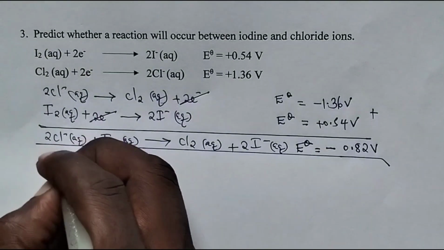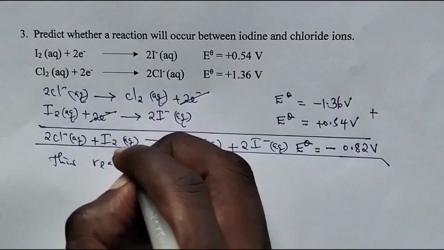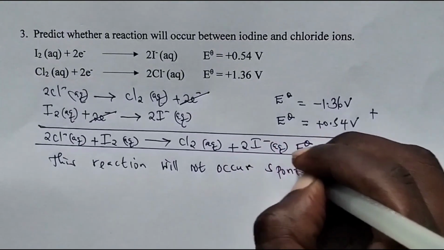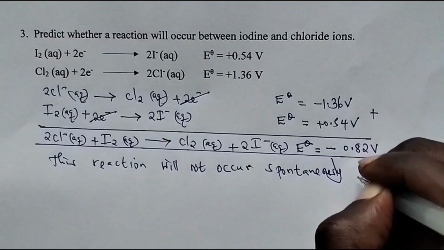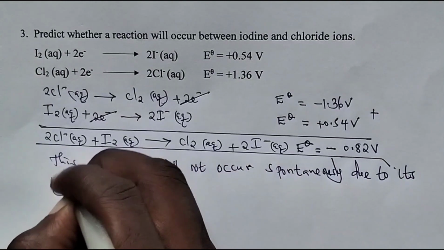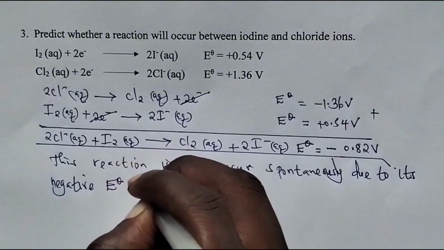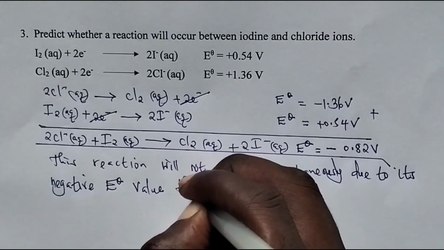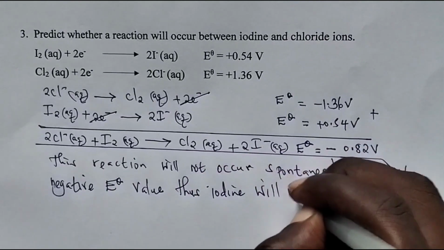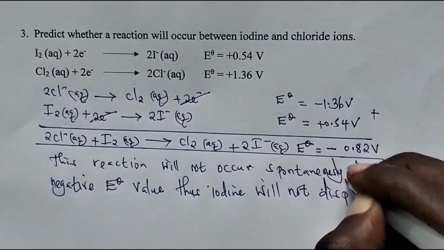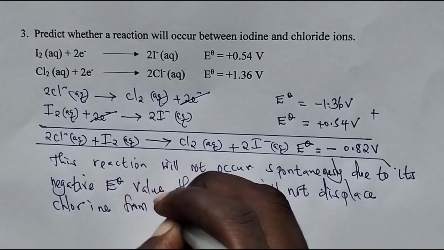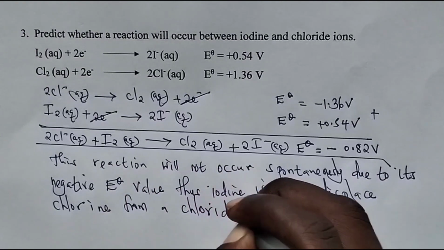So we can say this reaction will not occur spontaneously, due to its negative standard electrode potential value, hence iodine will not displace chlorine from a solution of this salt, or from a chloride solution.